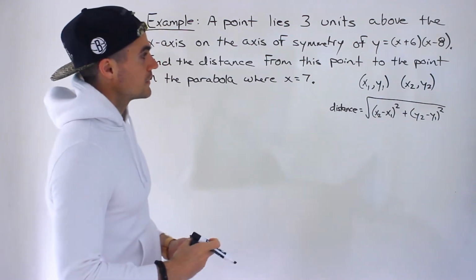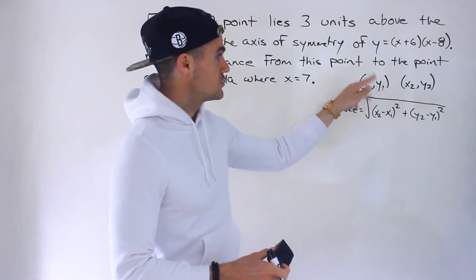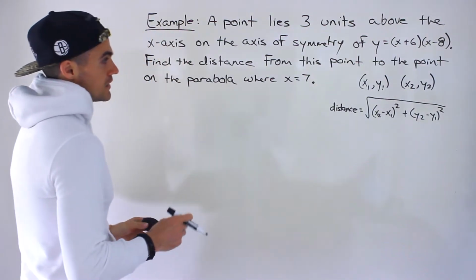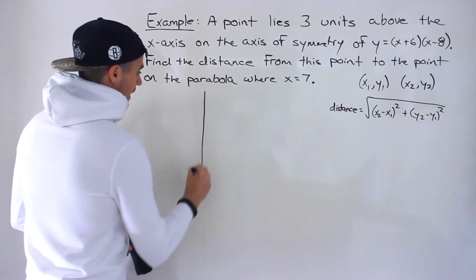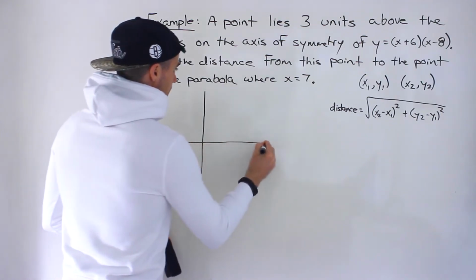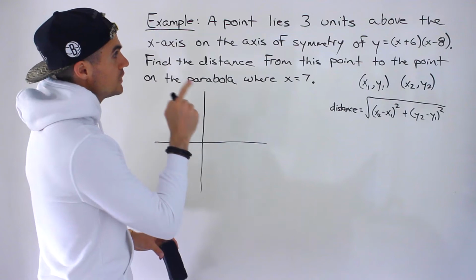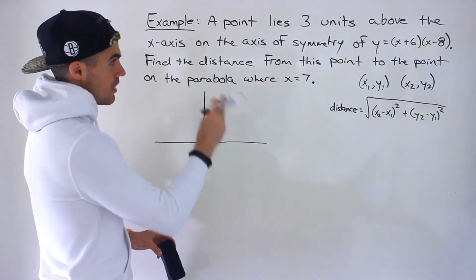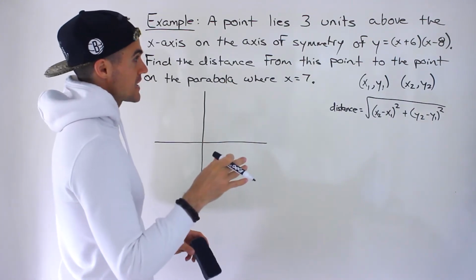And so really what we have to get is the coordinates of these 2 points we're working with, and then finding the distance is going to be pretty easy. The question is, how do we do that? So again, we've got to read this very carefully. We're told a point lies 3 units above the x-axis on the axis of symmetry of the quadratic (x plus 6)(x minus 8).